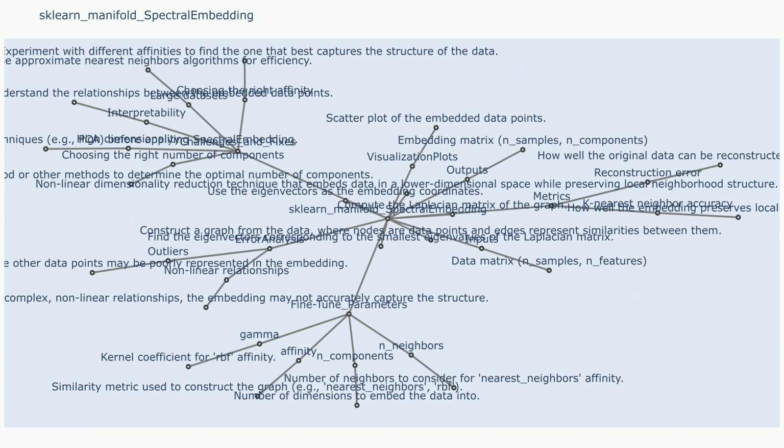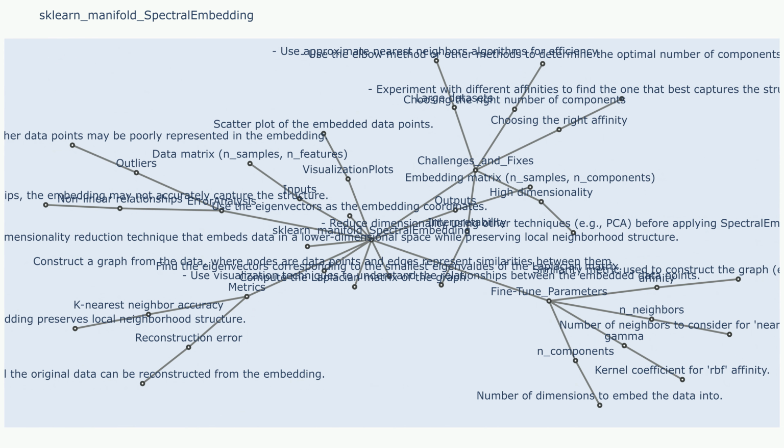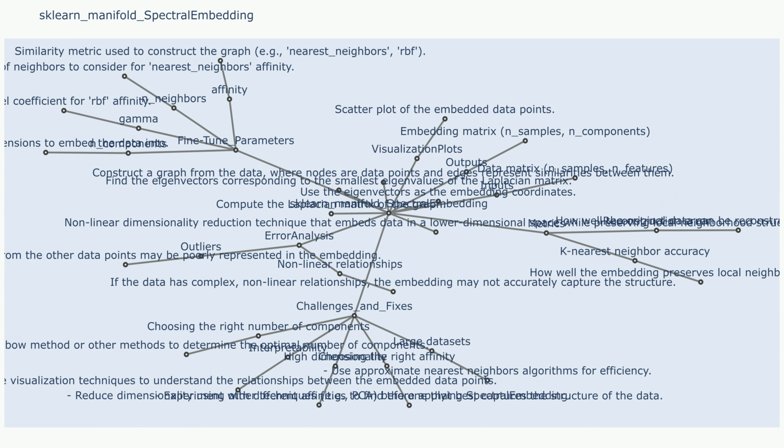Challenges and fixes. Challenge 1: high dimensionality of the input data. Sample use case: when the number of features is very large, constructing the graph Laplacian can be computationally expensive and prone to noise. Fixes to challenge 1: perform dimensionality reduction before applying spectral embedding using techniques like PCA or feature selection. Consider using a sparse graph Laplacian to reduce the computational complexity.